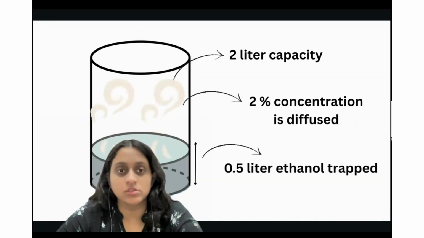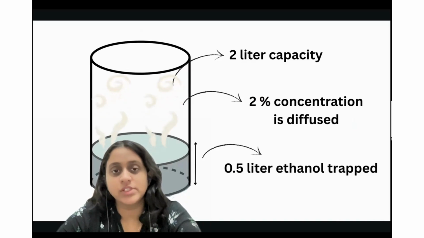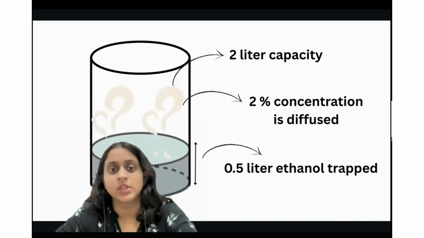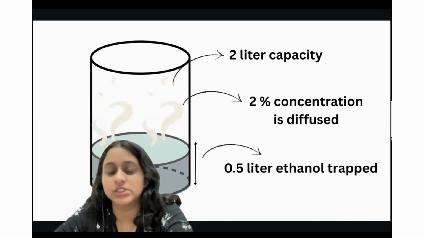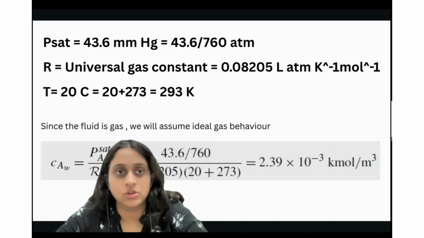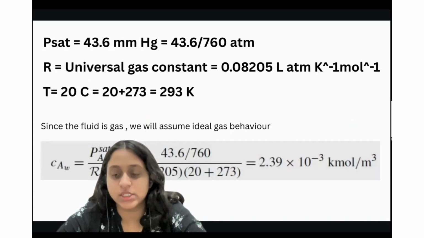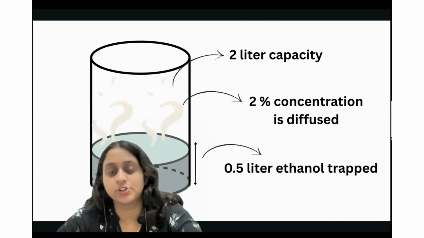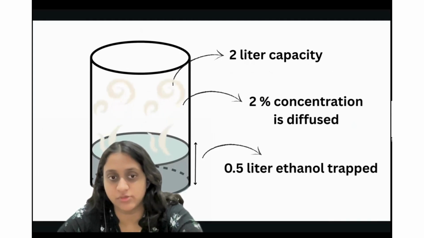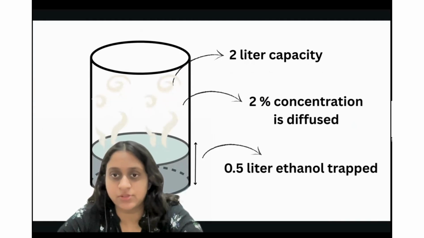Okay, so now this is our setup. Now we will start with the calculation part. The first thing we see here is that 2% of the concentration is diffused. So first, I think we should calculate the concentration present in the 0.5 liter of ethanol. The concentration is not given, so we will calculate that first.